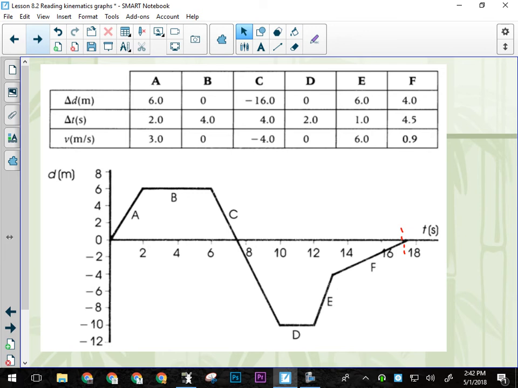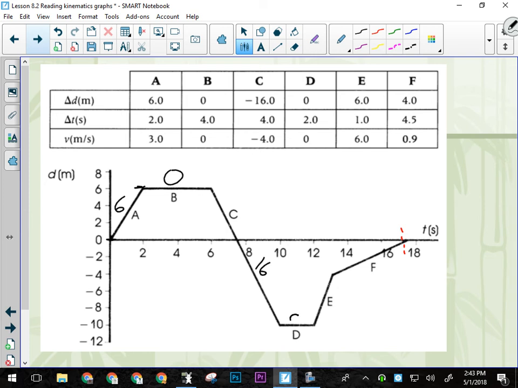Okay, is this just like a v equals d over t question with many parts? It is. Okay, so how far does it go in part A? Well, it goes from 0 to 6, so how far did it go? 6. How far did it go in part B? Didn't go anywhere. Okay, in part C, it goes from 6 to negative 10. How far is that? 16.